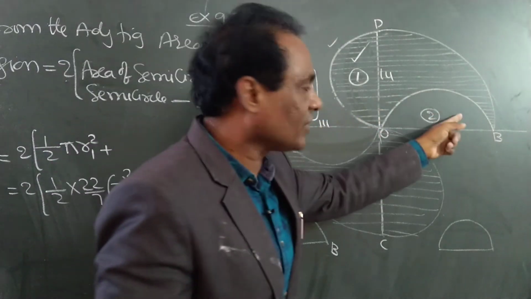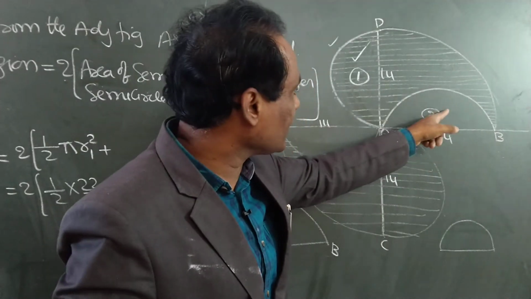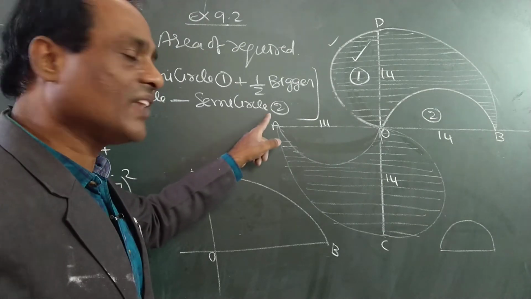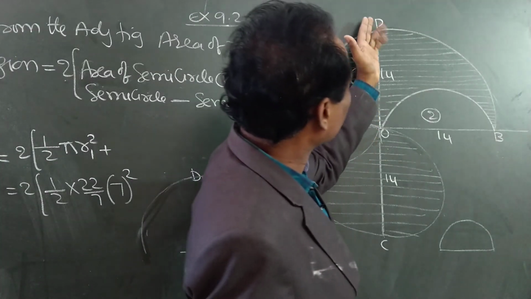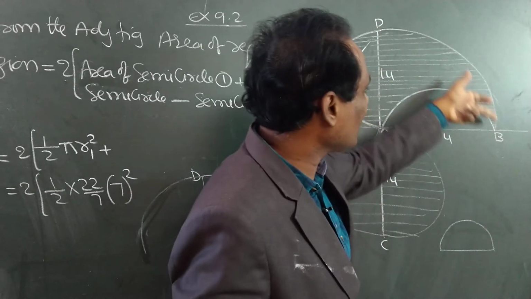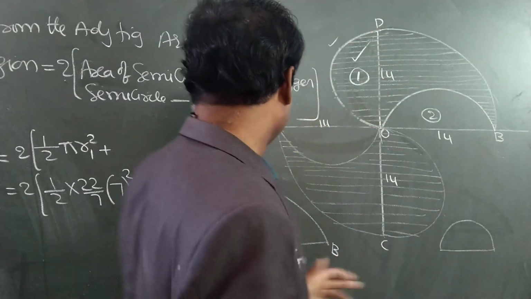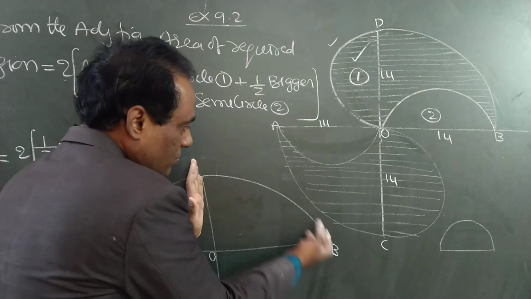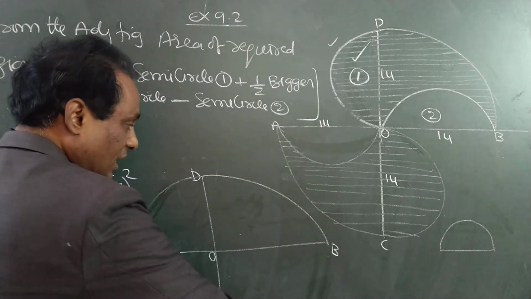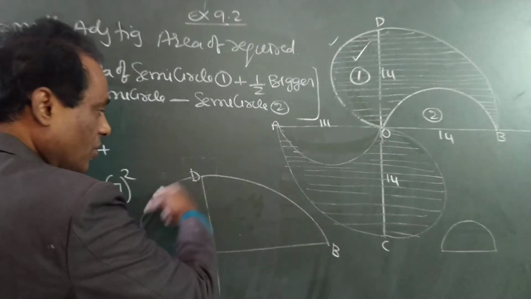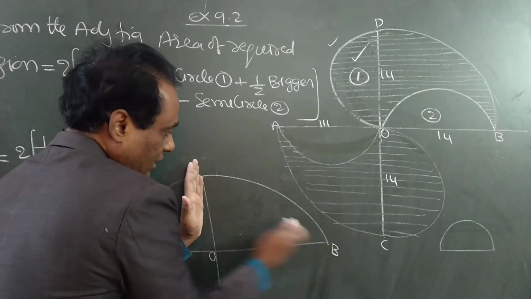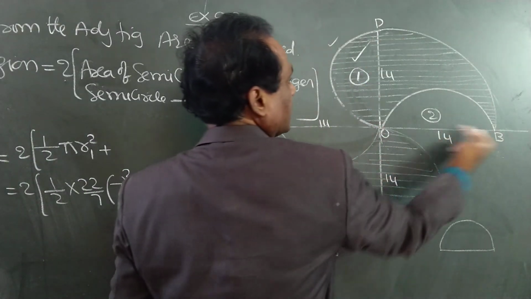Minus, this is not shaded, so we have to remove it. This is also a semicircle. Its area is half pi r square. But the confusion is, in the previous case this bigger one was a semicircle, but this is not a semicircle, it is only half semicircle. That means of the total circle, it is a quarter, 1/4 part. So it is half semicircle.